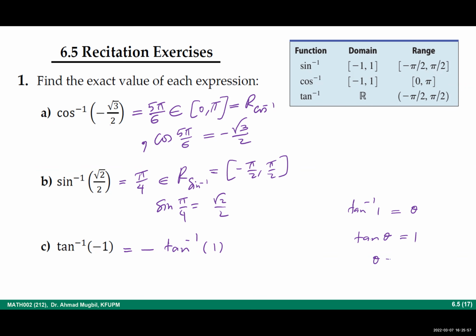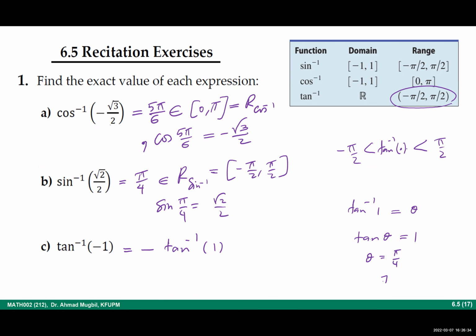So you need to ask yourself, what is theta? What is the angle whose tangent is 1? And of course, it is between negative pi over 2 and pi over 2. It should be an output because theta is tan inverse. Tan inverse is less than pi over 2 and greater than negative pi over 2. For whatever the argument inside, tan inverse is always between negative pi over 2 and pi over 2. What is this theta? This theta is pi over 4.